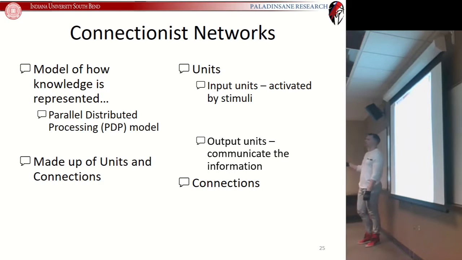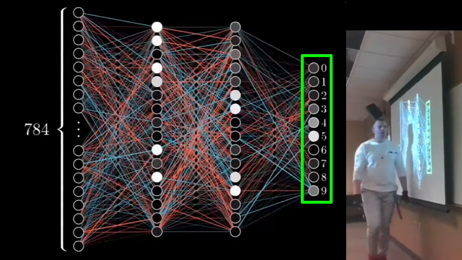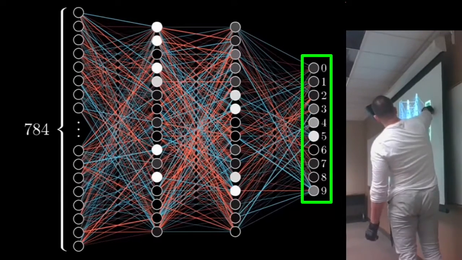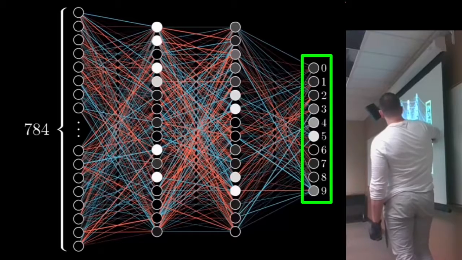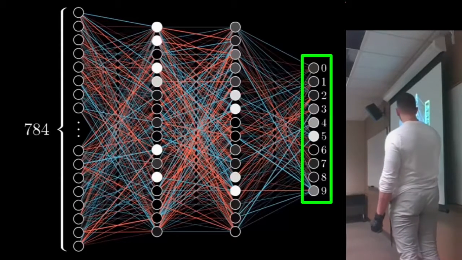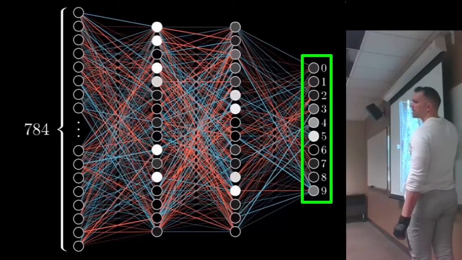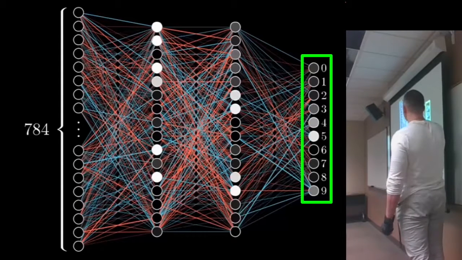At the end, we have the output units. The output units are the ones that actually communicate the information. So the output units are those ones right over there. In this case, the output is read by the person operating this network to be the one that has the highest level of activation. And in this case, that would be the brightest unit here, which is 5. So this output would indicate that this connectionist network thought that it saw 5. So that would be the output of this connectionist network.